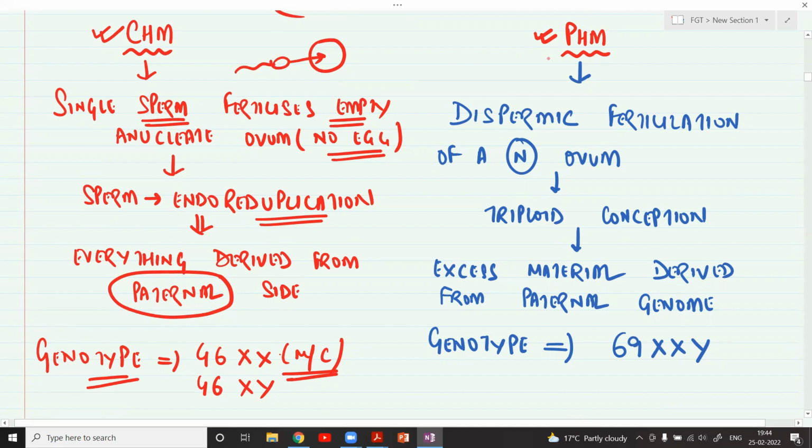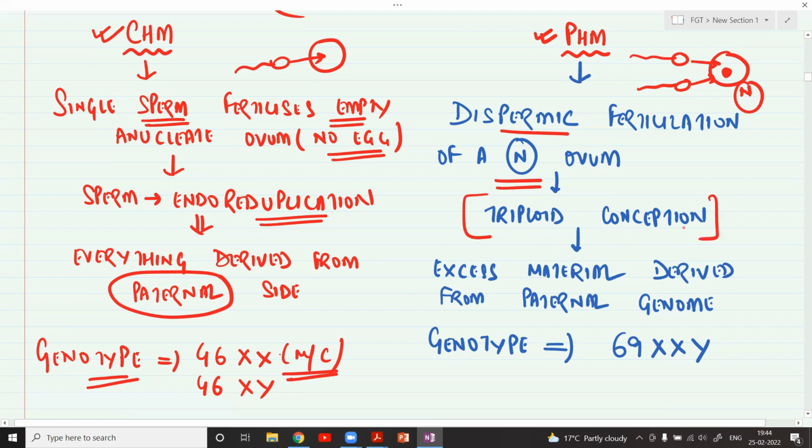Coming to the partial hydatidiform mole pathogenesis. Now, over here, the ovum is there and it is having the nucleus. Everything is present. But over here, by mistake, two sperms are fertilizing a single ovum. So a normal ovum is present, and two sperms are fertilizing it. So there is a dispermic fertilization of a normal ovum. That leads to a triploid conception.